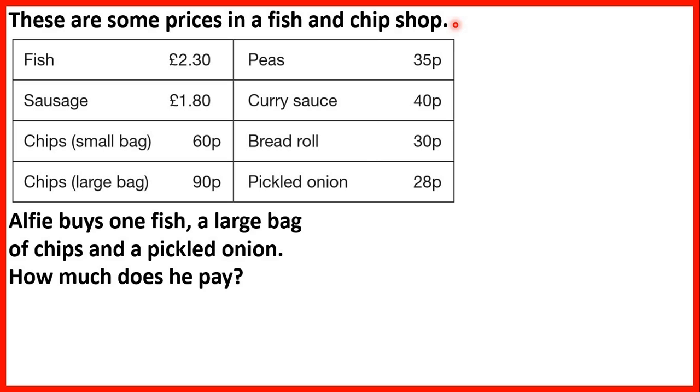These are some prices in a fish and chip shop. Alfie buys 1 fish, a large bag of chips, and a pickled onion. How much does he pay? Well, first let's find out how much 1 fish costs. That's £2.30. But he also buys a large bag of chips, and we want to know how much he pays altogether, so we need to add.